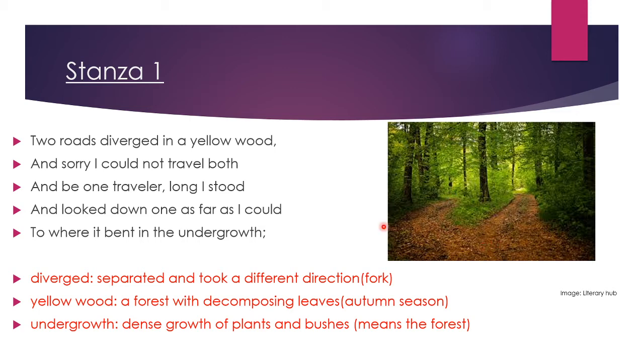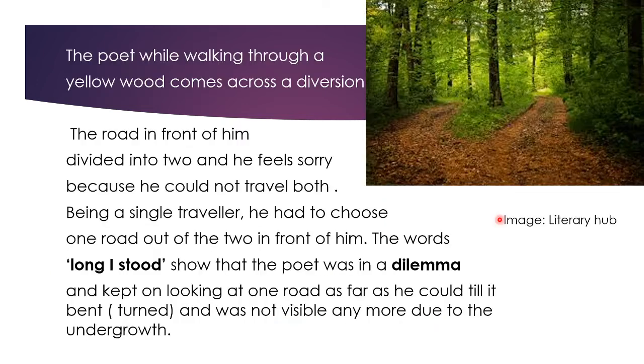So the roads, they are not visible after a certain point. So the poet says that I stood there for a long time, looked down one as far as I could, to where it bent in the undergrowth. So he kept on looking at one road, trying to make his decision. So let's read the explanation.